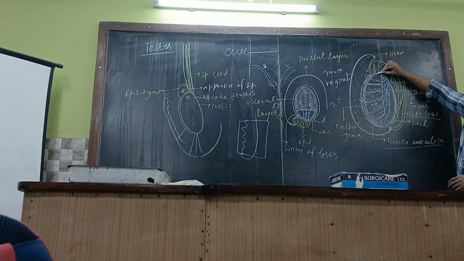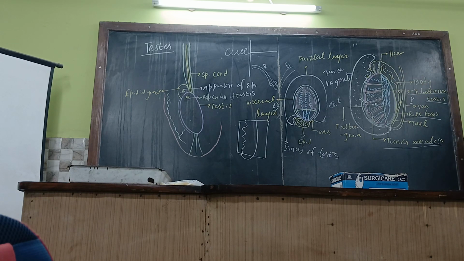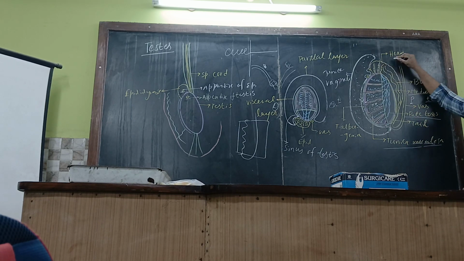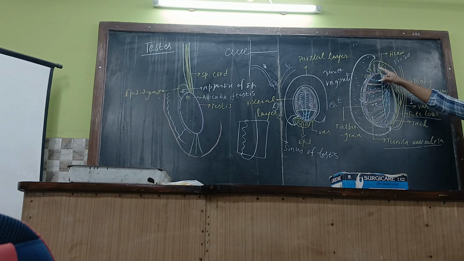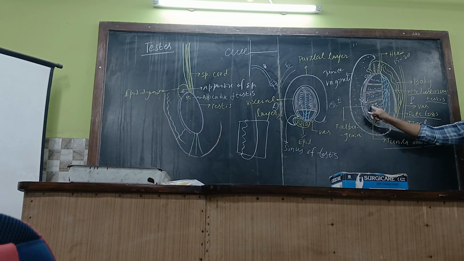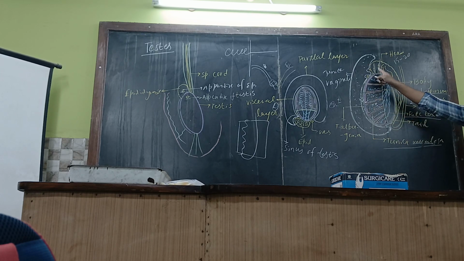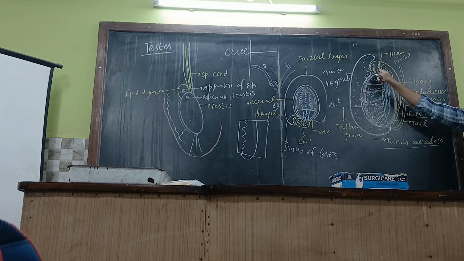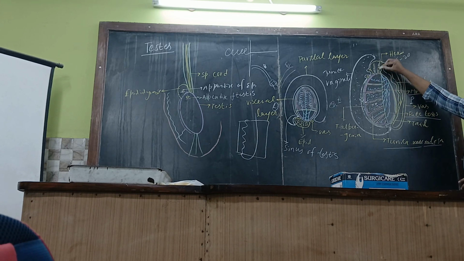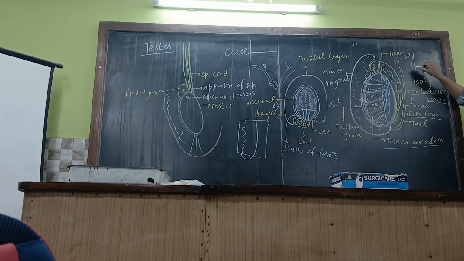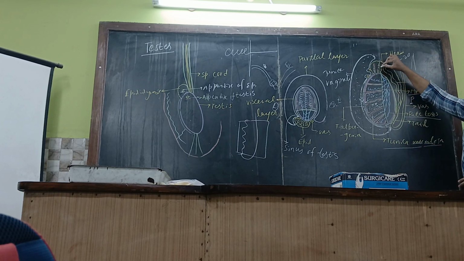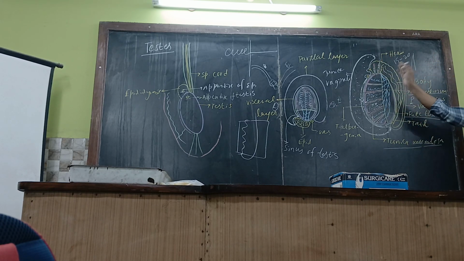If you see from base to apex, it will be like a cone in this manner. So how many efferent ductules will be present? 15 to 20. This numbering is important. The number of seminiferous tubules is 1 to 3, and the efferent ductules are 15 to 20 in number. Each and every efferent ductule is like a cone, and each cone will be forming a lobule of the epididymis.